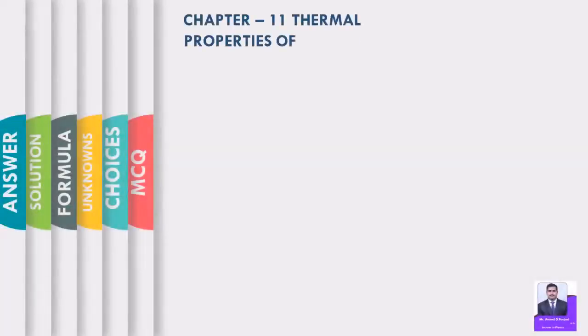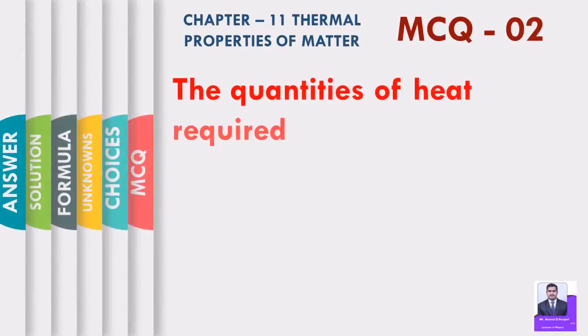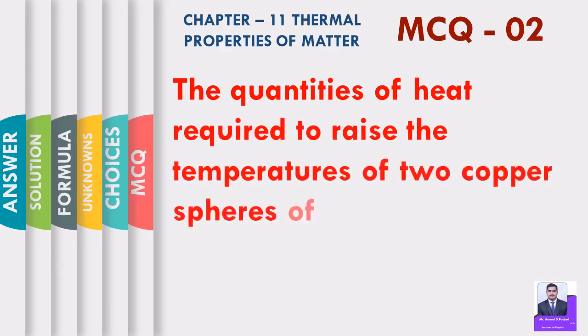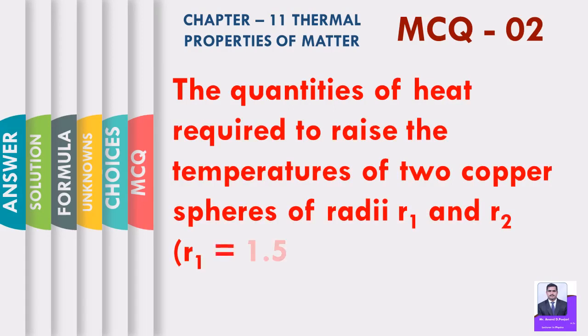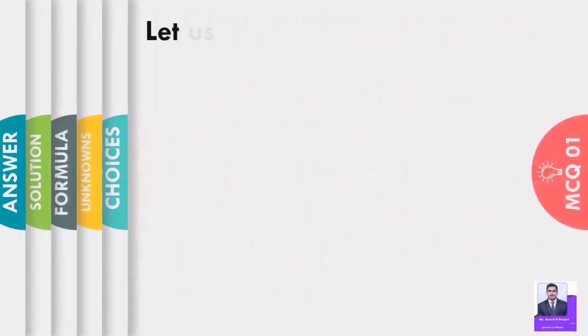Chapter 11 Thermal Properties of Matter MCQ 02. The quantities of heat required to raise the temperatures of two copper spheres of radii R1 and R2, R1 is equal to 1.5 R2, through 1 Kelvin are in the ratio of.